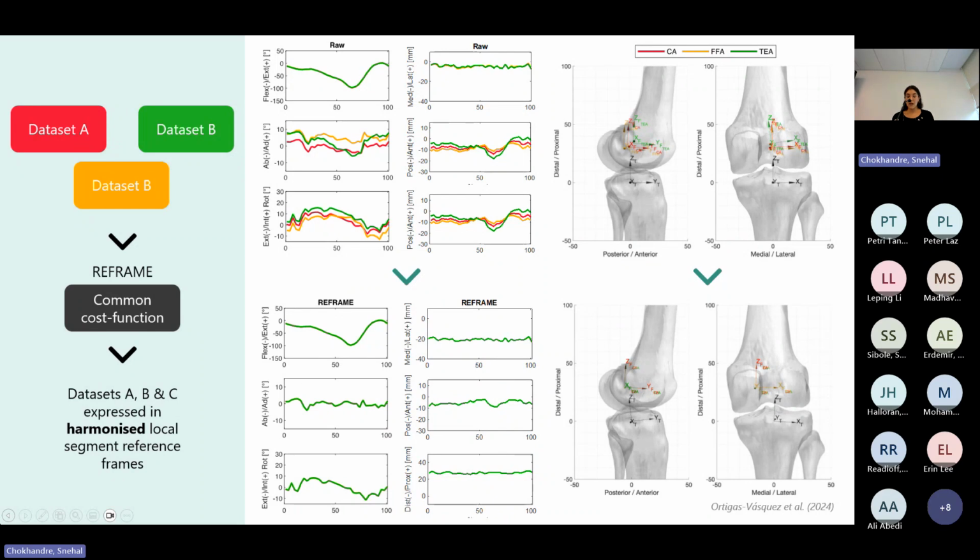So essentially, after applying Reframe, you can much more confidently say that whatever differences you see between your signals, it could not possibly be due to reference frame inconsistencies. And therefore, the hope is that they're coming from a more meaningful source, right? But we still need to look into that.